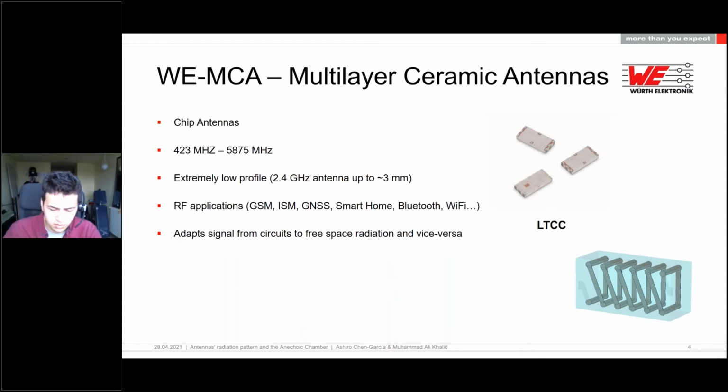As you can see in the picture below, these multi-layer chip antennas are very small in size, easy to tune, which refers to the antenna matching, and they have an excellent size to performance ratio. They can work in different ranges of frequencies for different RF applications, such as GSM, Wi-Fi, or 4G. The working principle is that they adapt a signal from a circuit to free space radiation and vice versa.